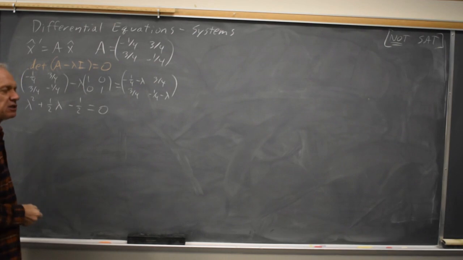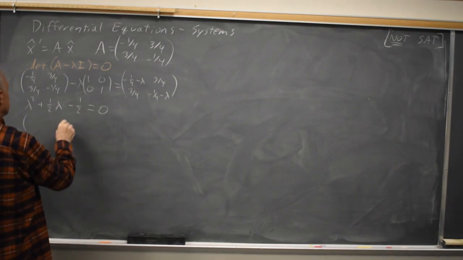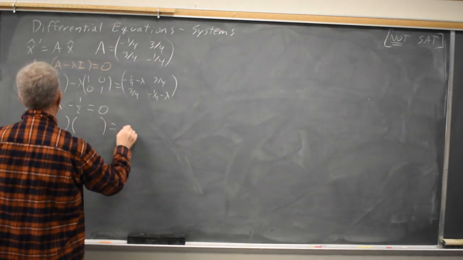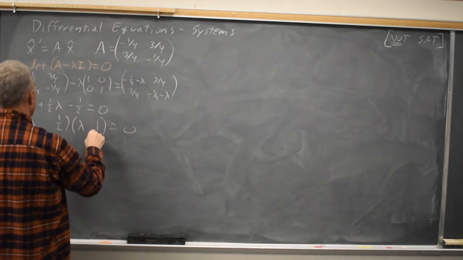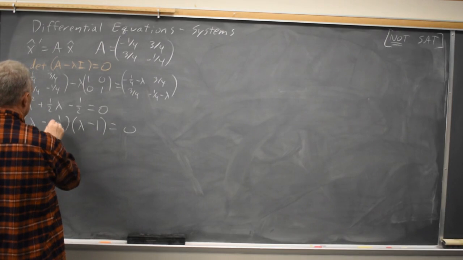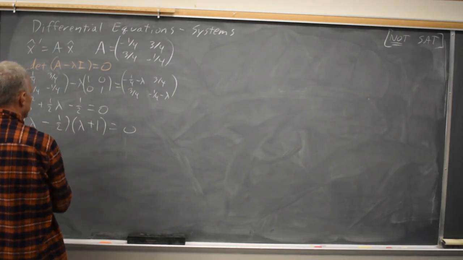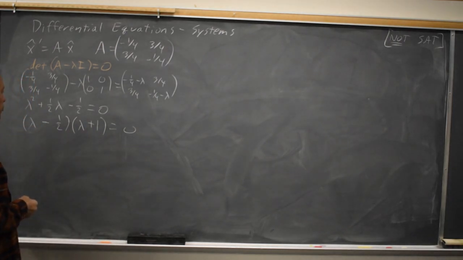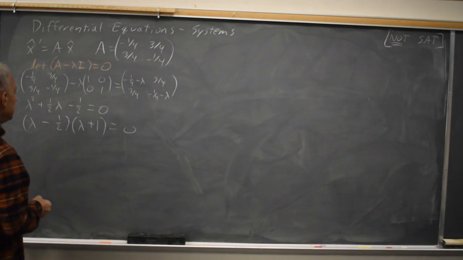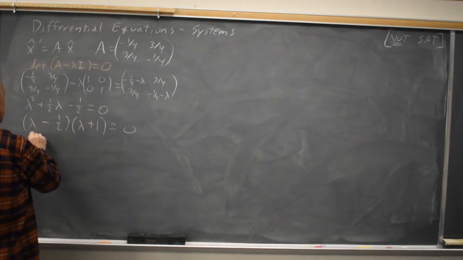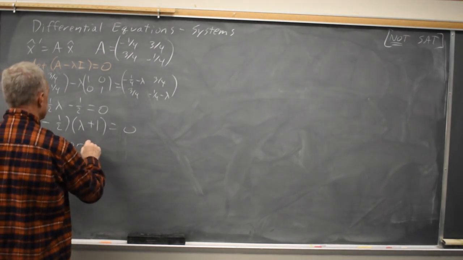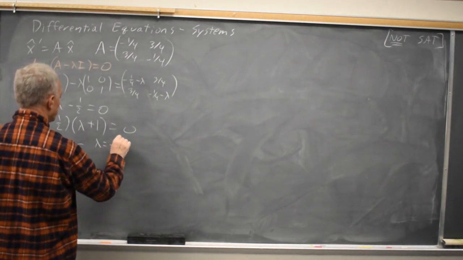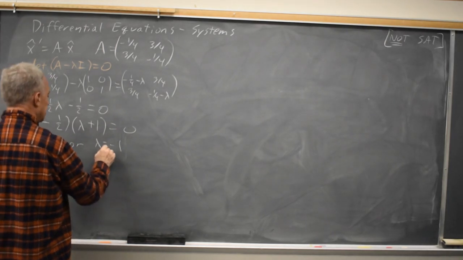That's setting the determinant equal to 0. This factors as lambda and lambda, 1/2 and 1, and the 1 is positive. Checking FOIL verifies I factored that correctly. Since this product equals 0, either the first factor is 0, so lambda equals 1/2, or the second factor is 0, so lambda equals negative 1. I'm going to call these lambda 1 and lambda 2.